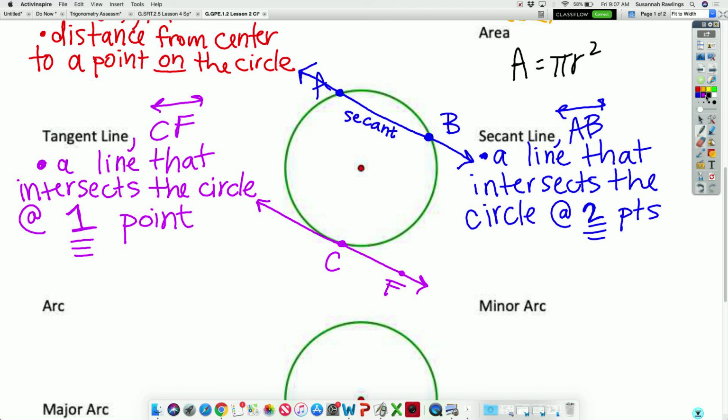The only other thing I forgot to mention, this point where it touches the circle is called our point of tangency. Point of tangency. So the point where it touches at 1 point is our point of tangency.